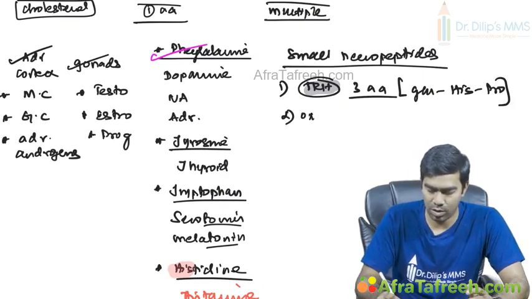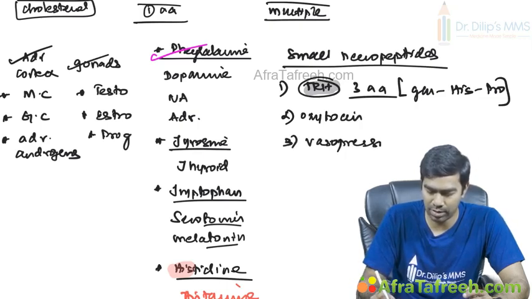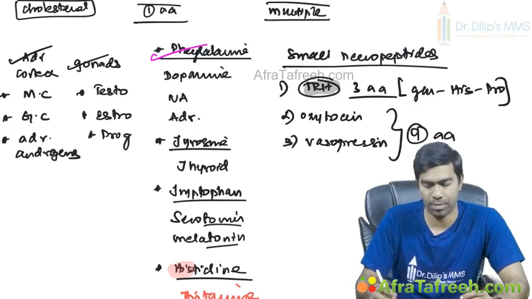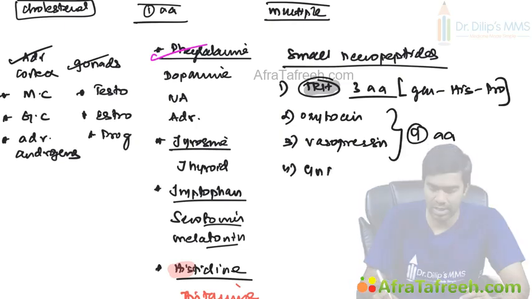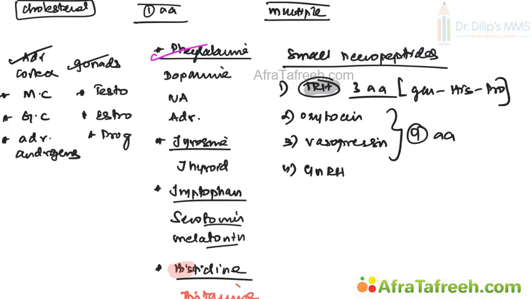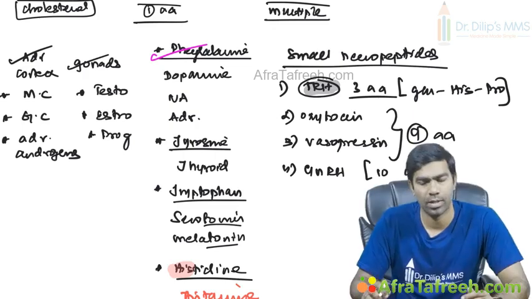Second, we have oxytocin, and third we have vasopressin. Both oxytocin and vasopressin are going to have only 9 amino acids, very small. And number 4, finally, we have GnRH, that's gonadotropin releasing hormone. They are going to have only 10 amino acids, again very small.